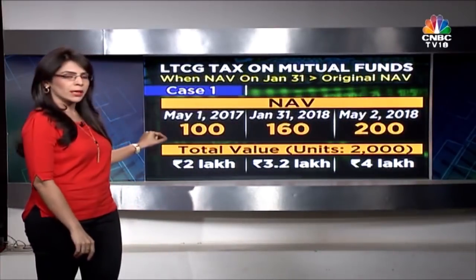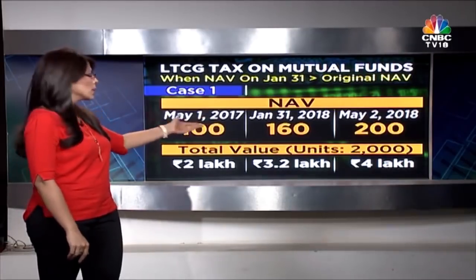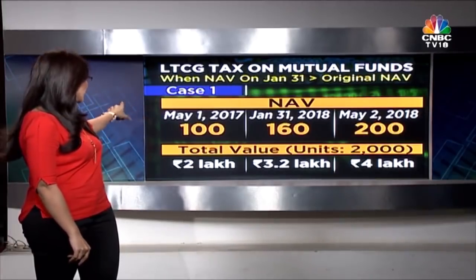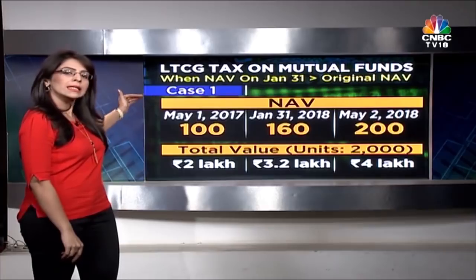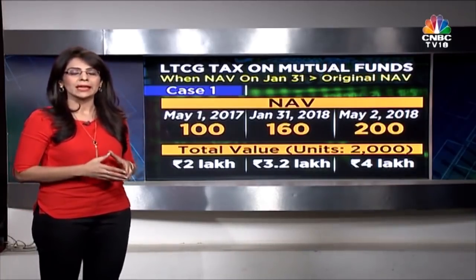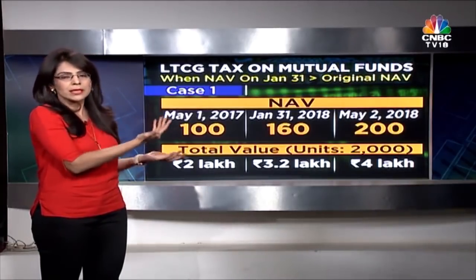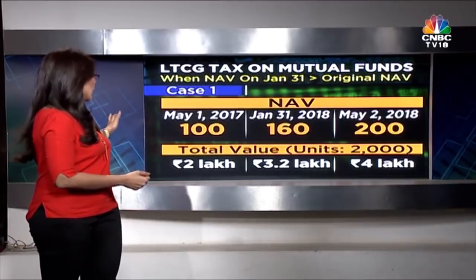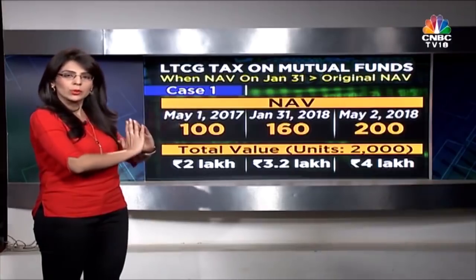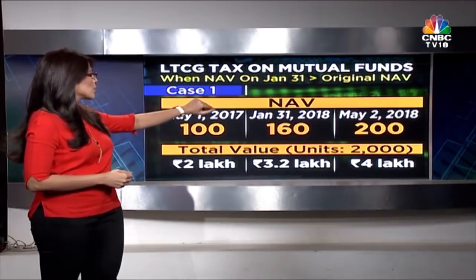So for the sake of our example, we have taken a mutual fund and we've taken 2,000 units. Now, the NAV on the original buying date, which is May 1st, 2017 for our case, is 100. Now, the cutoff date is 31st of January 2018. And for this particular case, we have decided to take a higher NAV, basically assuming the fund did well and the NAV moved to 160. We then went on to redeem units, a whole year later, which is the 2nd of May 2018.